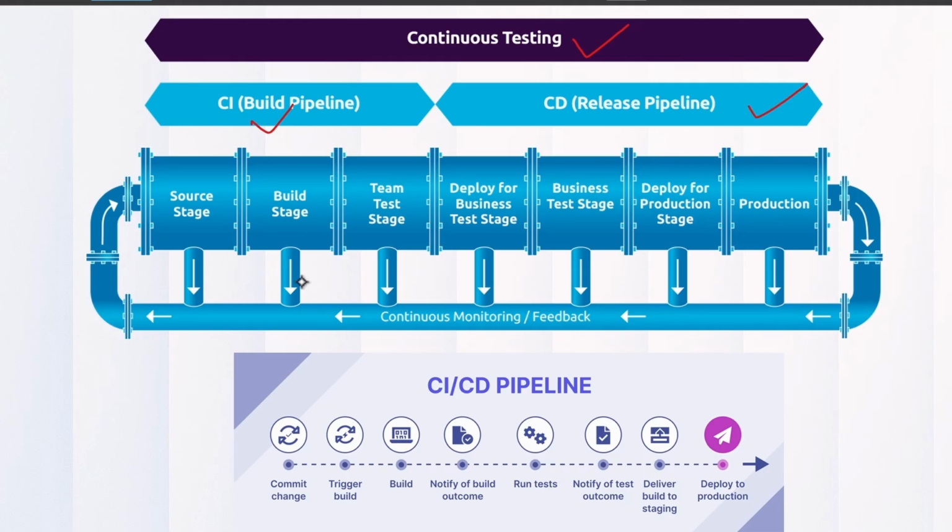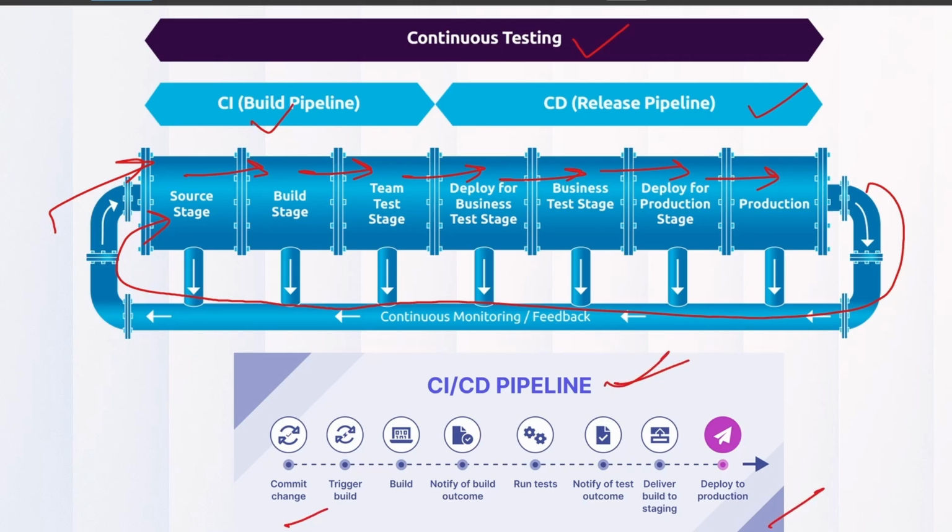You can see it's represented like a pipeline: first the source stage, build stage, test stage, deploy, business test, deploy to production, production ready. Finally, after continuously integrating, if another feature comes, or a previous feature has been removed, you need to process all these steps again and come back in this fashion. You can also see commit change to deploy production. This is known as CI/CD pipelines.